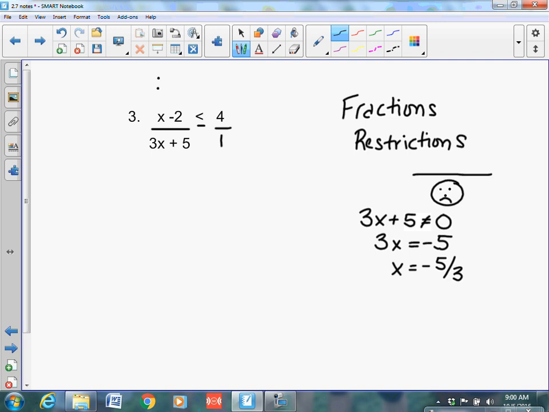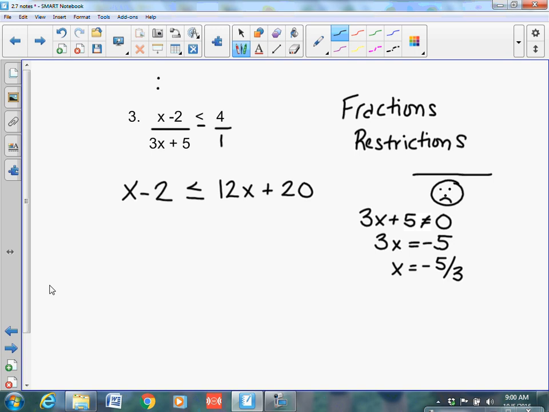This one I'm going to cross multiply and actually solve. x minus 2 times 1 is x minus 2, less than or equal to, I'm going to cross multiply these two. I'm going to get 12x plus 20. I might only get through this one. I don't know. I have x minus 2 is less than or equal to 12x plus 20.